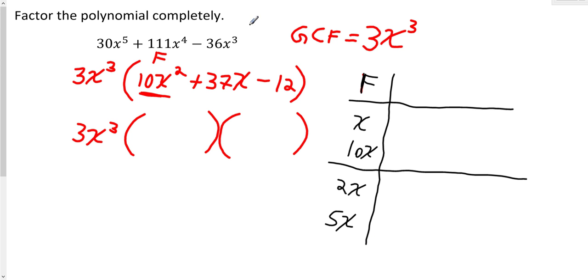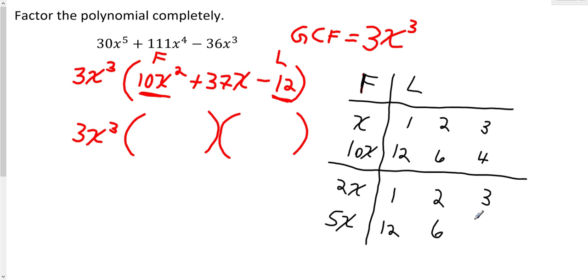I also want to acknowledge the fact that this term here comes from multiplying last times last, the L part of FOIL. Well, there's actually a few ways of getting 12. You can multiply 1 and 12, you can multiply 2 and 6, or you can multiply 3 and 4. So I'm going to try all of these possible combinations. I'm going to try the 1x and the 10x with 1 and 12, 2 and 6, and 3 and 4. And I'm going to try the 2x and the 5x with 1 and 12, 2 and 6, and 3 and 4. And I make this table just to organize my thoughts so I know when I've tried a particular combination already, okay?